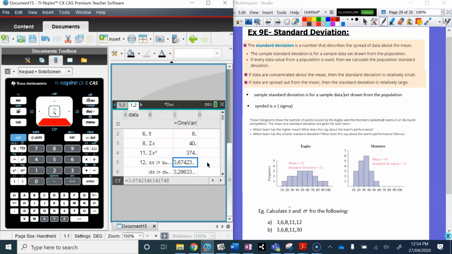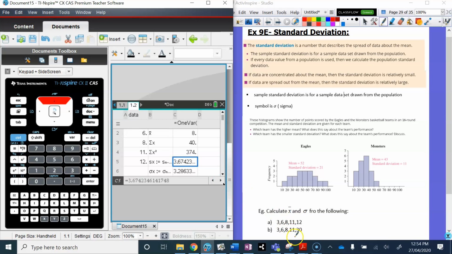The one below it, sigma x, is another measure of standard deviation for the whole population, but we're only really interested in the sample standard deviation, so the sx calculation is the one we're after. So for part A, if I was going to list there the standard deviation for data set A, correct to 2 decimal places, the standard deviation is 3.67.